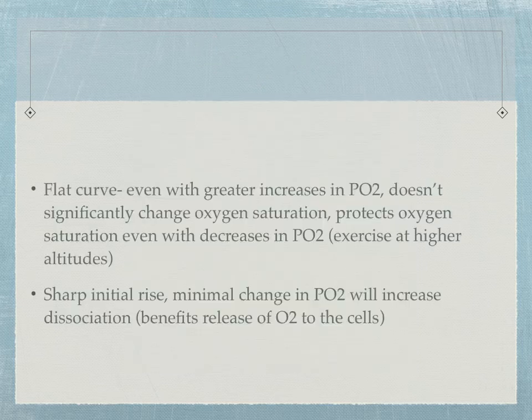And so the flat part of the curve just shows us that even though we have much greater increases in the partial pressure of oxygen, it really doesn't change the oxygen saturation that much. So what that allows us is, even if we have some decrease in the saturation of oxygen in the lungs, we're still going to be pretty saturated and the blood's going to be able to carry a lot of oxygen. And then the sharp rise is more what's happening at the cellular level. And that just shows us even when we have very small changes in the partial pressure, we're going to have big changes in the release of oxygen.